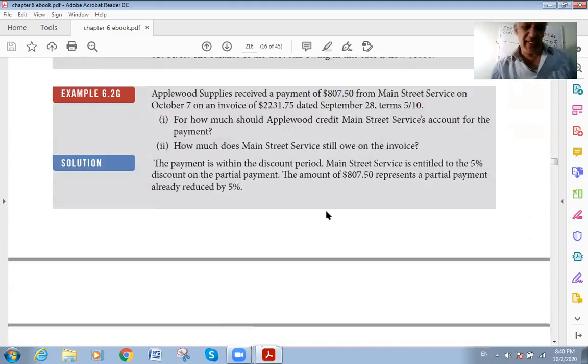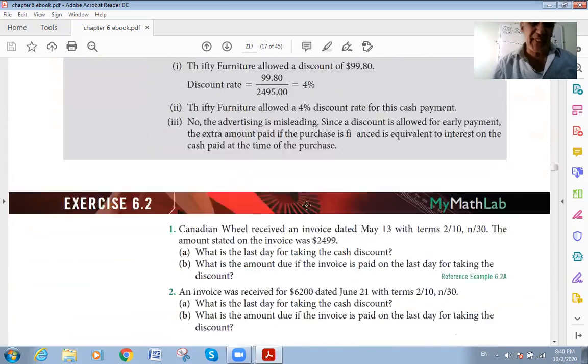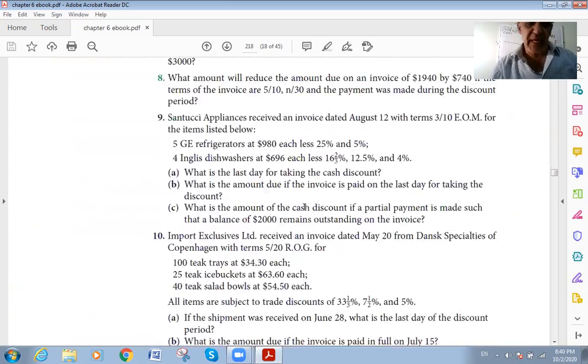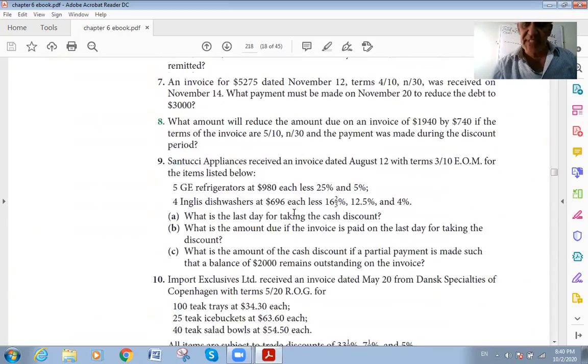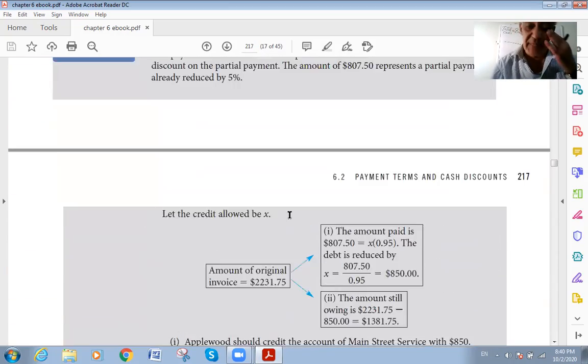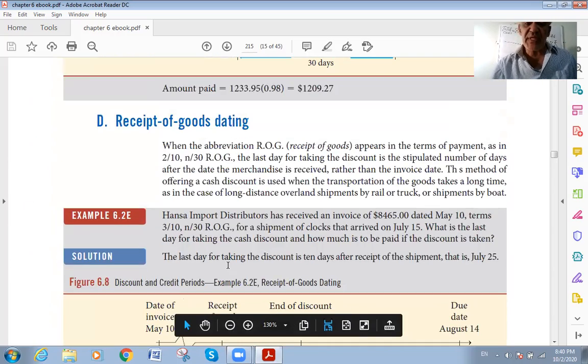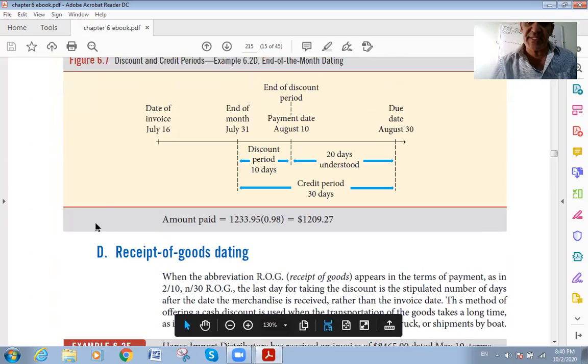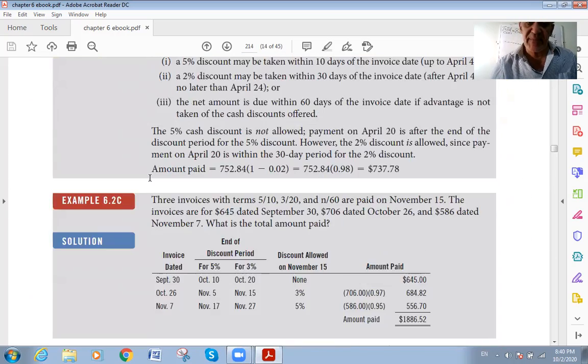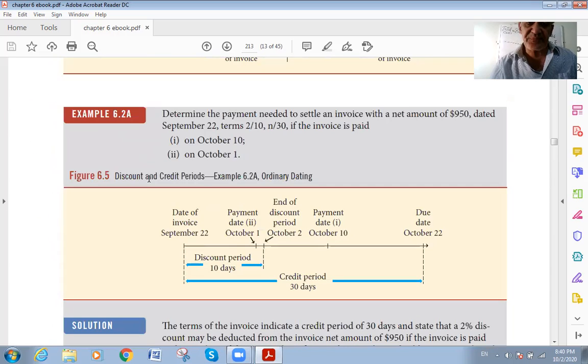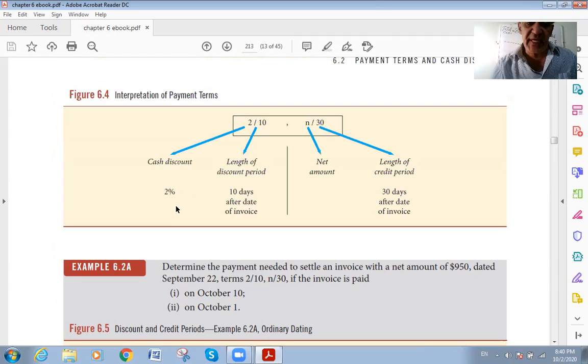This is all including the idea. Like I will tell you, he will pay within 10 days to get the discount. Then that's fine. If he pays, he will take an extra discount of 2%. Then you will say the net payment will include the 2% discount, right? The example here is 2/10, n/30. This condition means he will take an extra discount of 2% if he pays within 10 days.